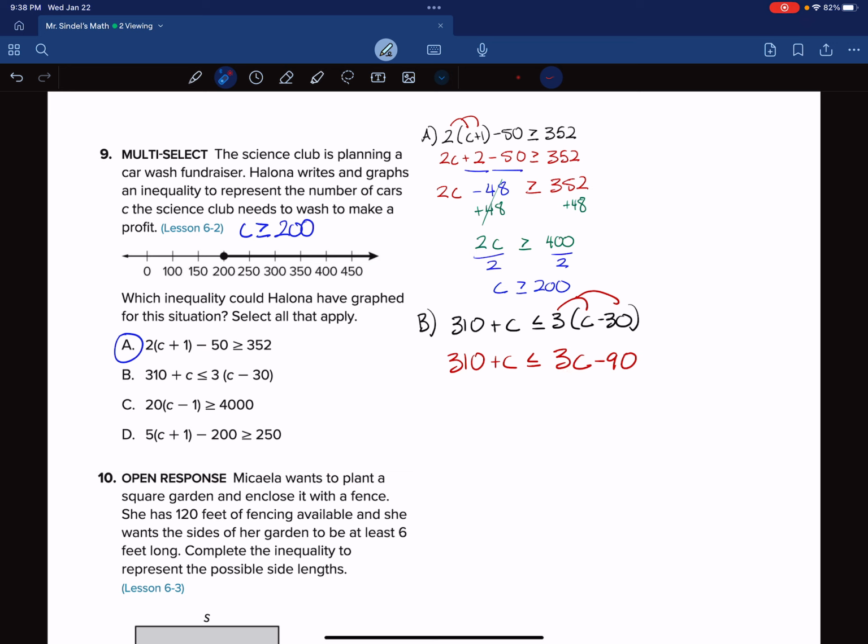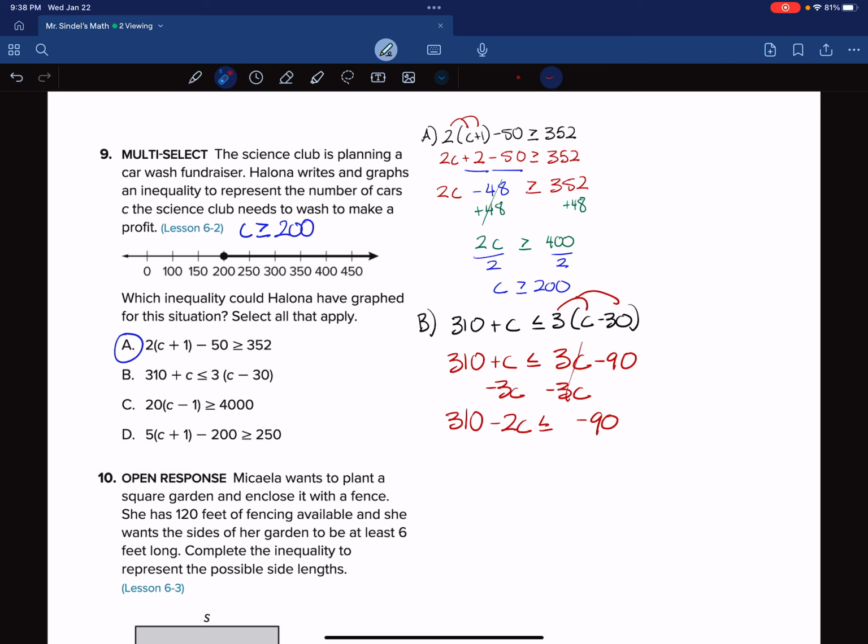I know that it'll make a negative C, but I prefer my C's to be on the left side anyway, because I know I want my C's over there. It's whatever floats your boat or sinks your sub at that point. I'm going to put minus 3C, minus 3C. Those are gone, leaving behind a negative 2C over here on the left-hand side with a 310, and I have a negative 90 on the right-hand side.